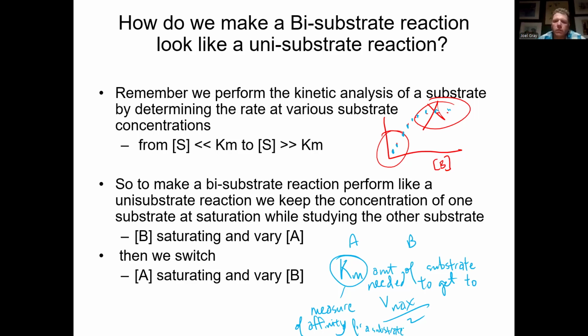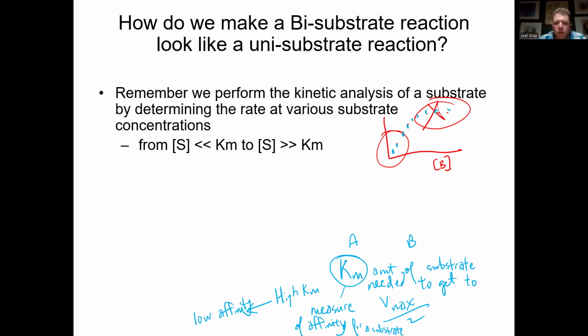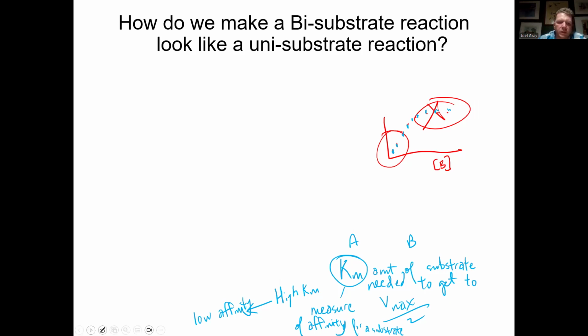So essentially what this means is that Km is a measure of affinity also, or it's considered to be a measure of affinity. What this means is a high Km means low affinity. Now, I'm going to clear some of this, just to speak on a little bit of an aside here.